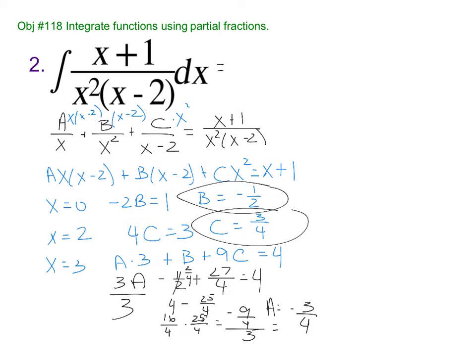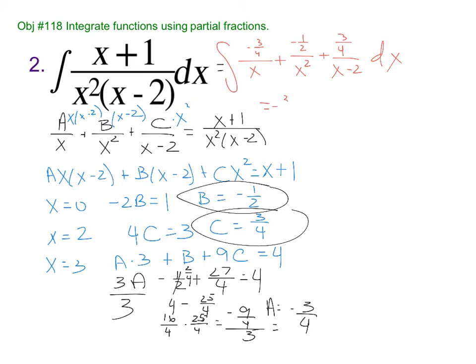So now I can rewrite it. A was negative 3 over 4 all over x. B was negative 1/2 over x squared. And then C was 3 over 4 over x minus 2 dx.